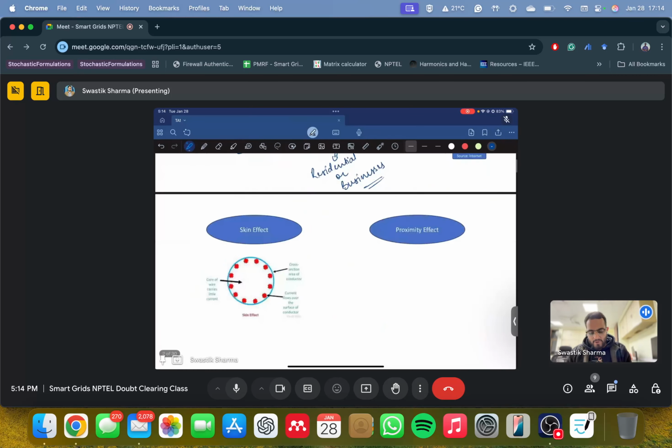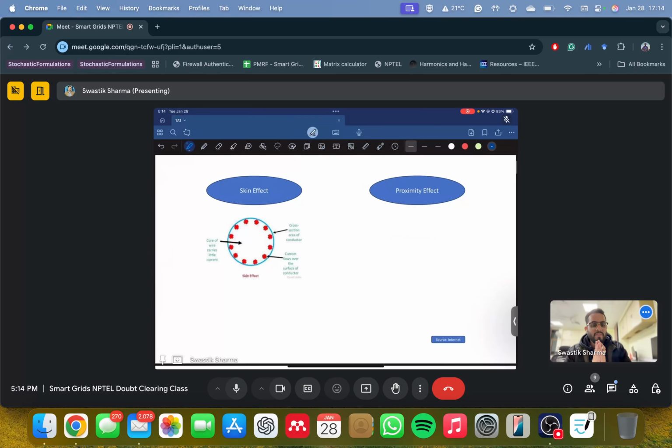Yes. So what happens in skin effect is that the conductor which carries current does not have the current uniformly distributed across its whole cross section. There should be current at each point of the cross section, but that does not happen. It usually flows at the outer area of the cross section. Why does this happen? Does anyone know the answer?